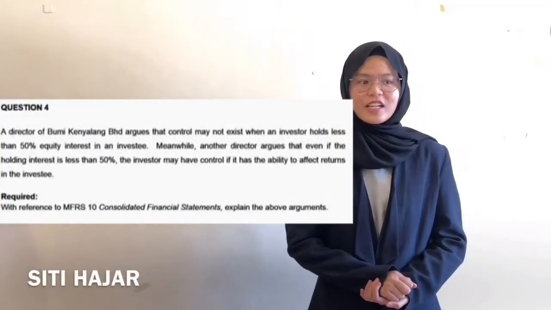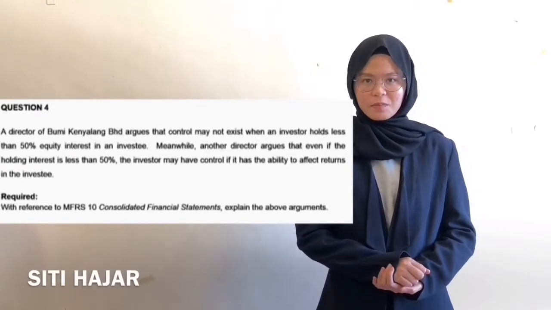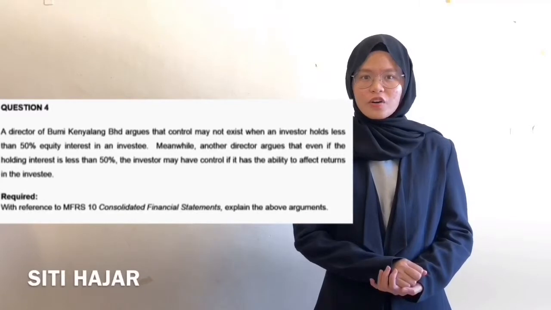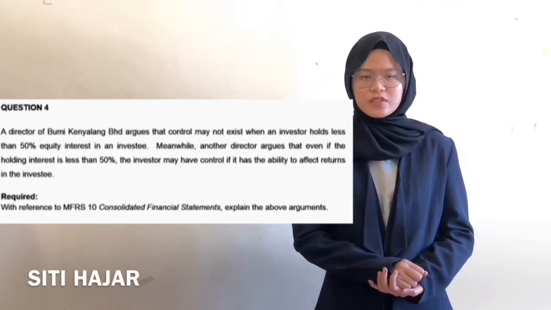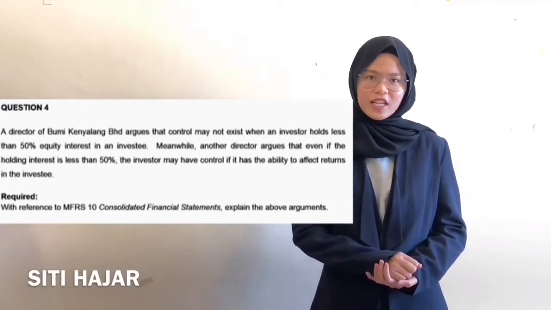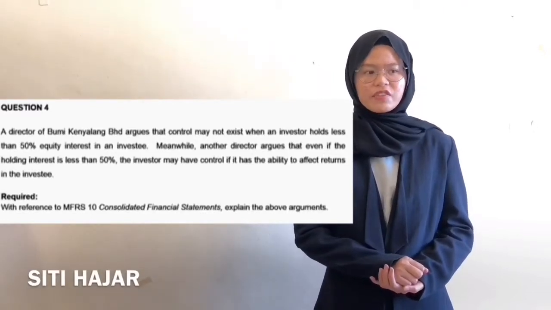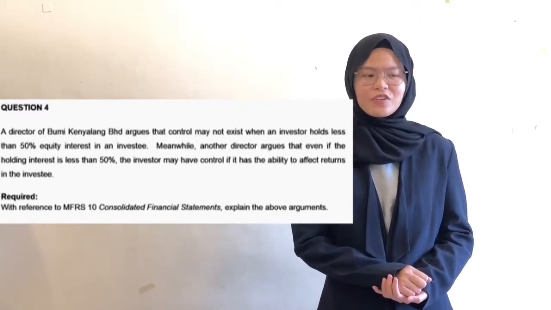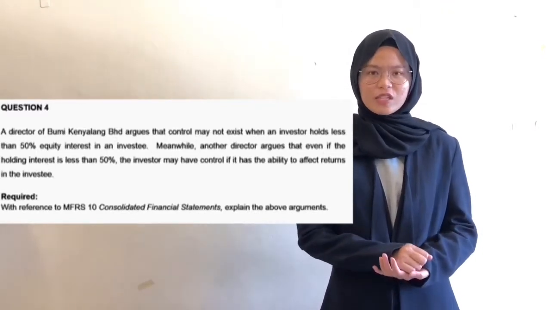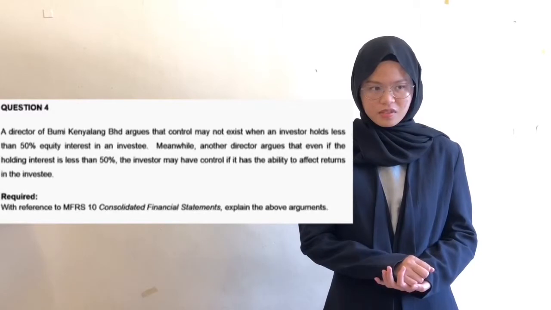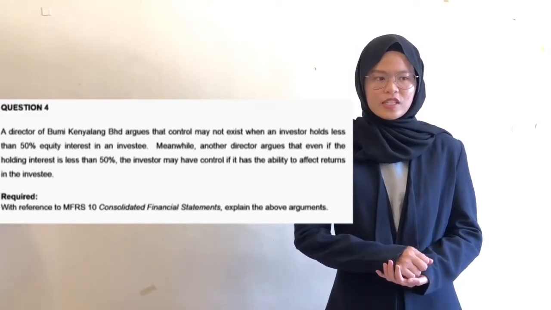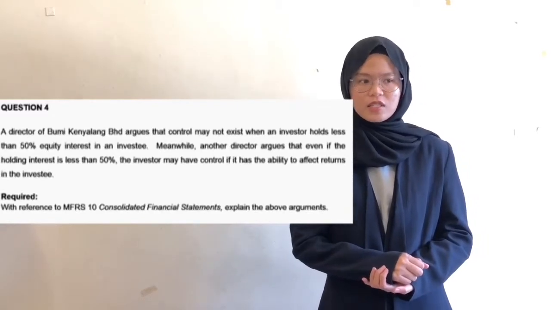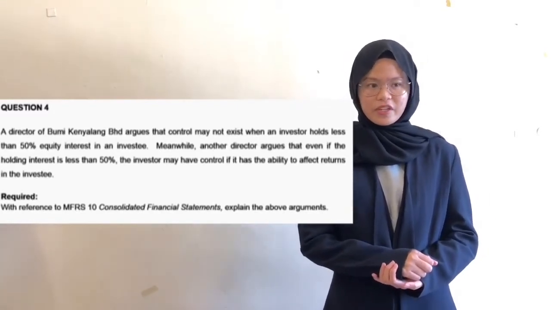Question 4. A director of Bumi Kenyalam Berhad argues that control may not exist when an investor holds less than 50% equity interest in an investee. Meanwhile, another director argues that even if the holding interest is less than 50%, the investor may have control if it has the ability to affect the returns in the investee. So, the question is, with reference to MFRS 10 Consolidated Financial Statements, explain the above arguments.